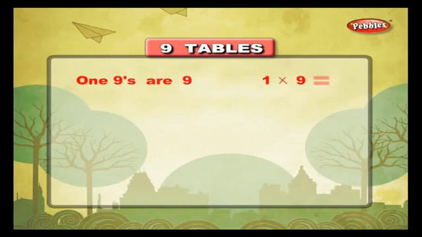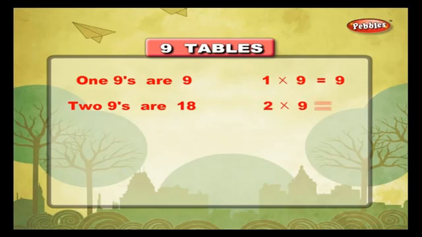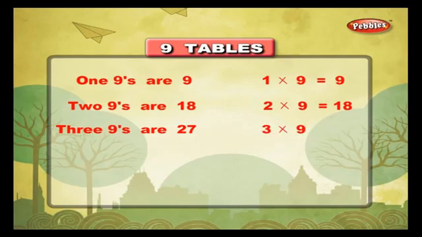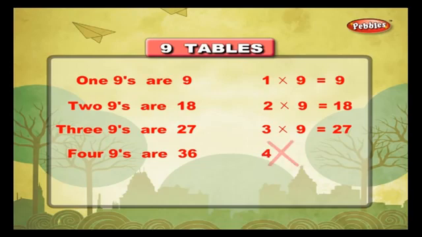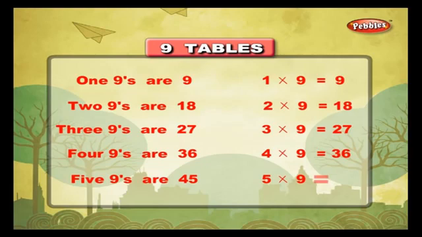1 into 9 is equal to 9. 2 nines are 18. 2 into 9 is equal to 18. 3 nines are 27. 3 into 9 is equal to 27. 4 nines are 36. 4 into 9 is equal to 36. 5 nines are 45. 5 into 9 is equal to 45.